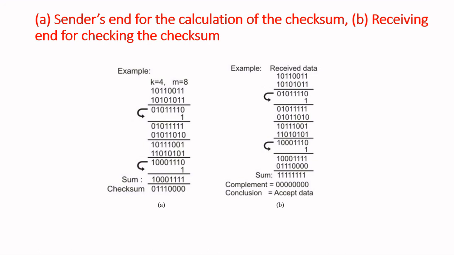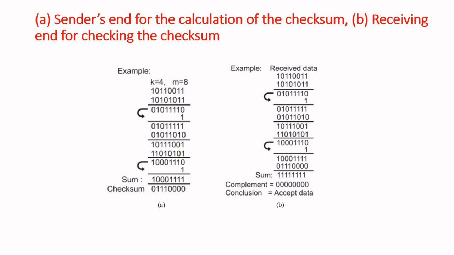The same way all the calculations are done, and in the last we find the sum is all ones, and after that the complement is found. If there are all zeros in the complement, data is accepted. If there is any single one in the complement, data will be rejected. This is the beauty of the checksum technique for error detection. Okay.